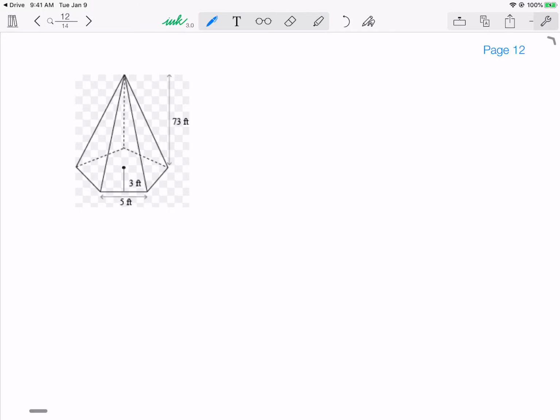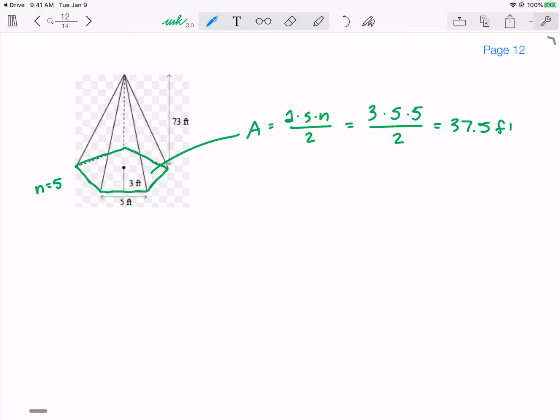All right, now we got a pentagonal pyramid, because the base is a pentagon, 5-sided shape, so I'm going to write number of sides is 5. I know the area of that is given by the apothem multiplied by the number of sides times the side length, times the side divided by 2. So the apothem is the 3 feet that was given. The side length is 5. The number of sides is 5. And I divide that result by 2. So I've got 3 times 5 times 5 divided by 2 gives me 37.5 feet squared.